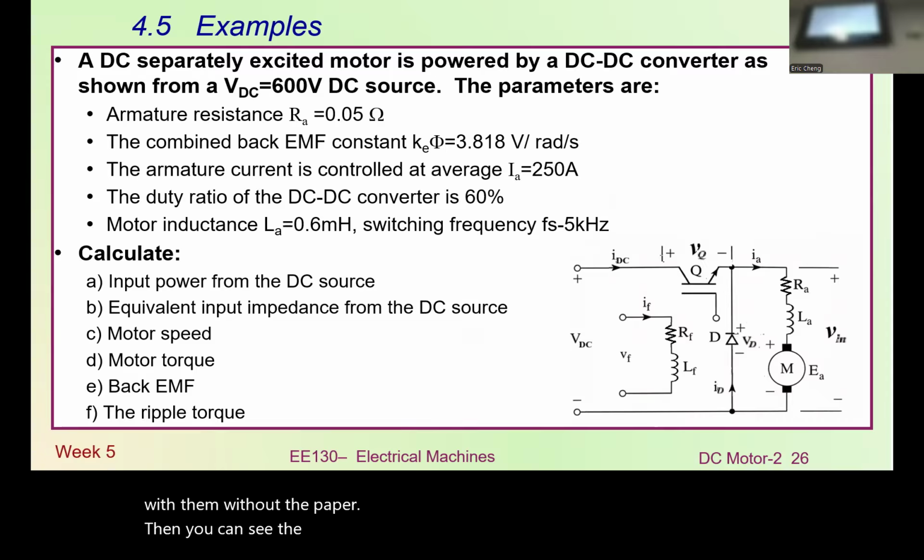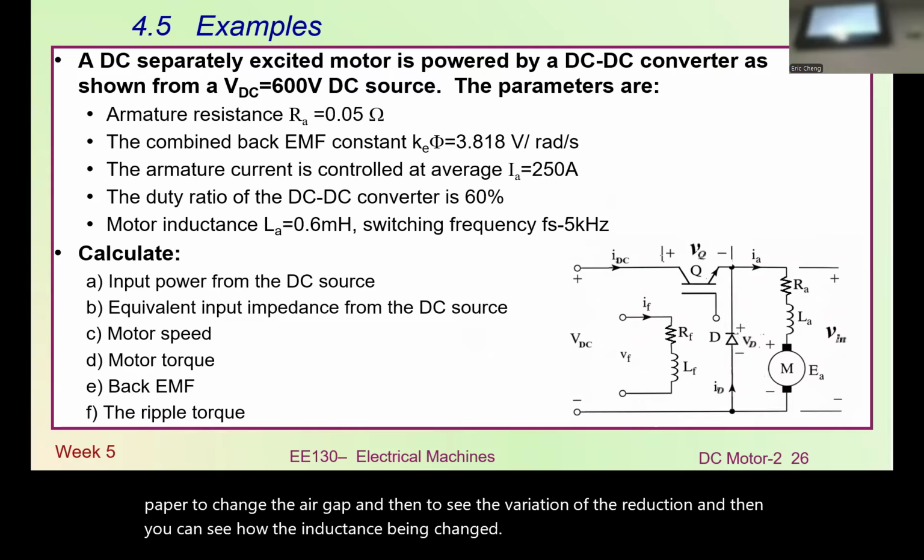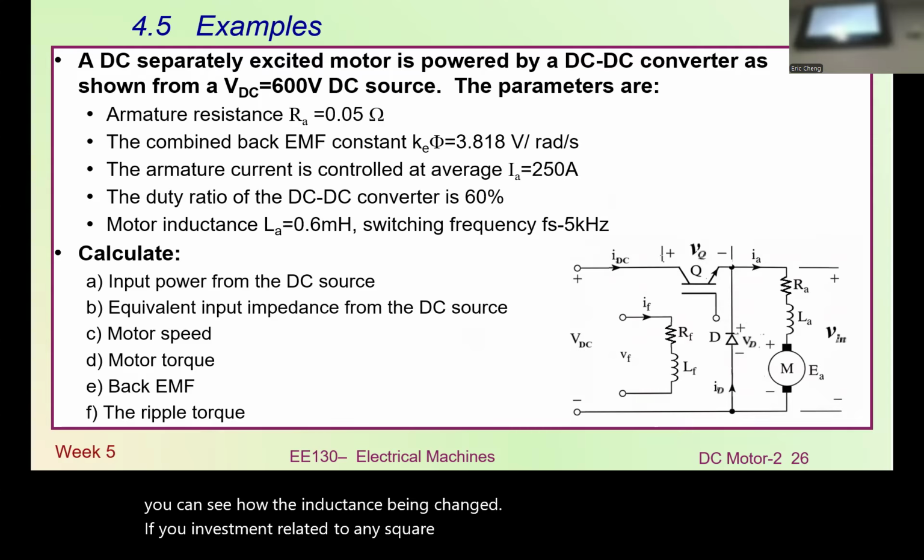If you want to get a high grade, you can put a few more papers to change the air gap, and then see the variation of the reluctance. And then you can see how the inductance changes, if your inductance is related to N squared over the reluctance. So that's another last part you can try. If you cannot finish last week, then you can go ahead this week to do it again.